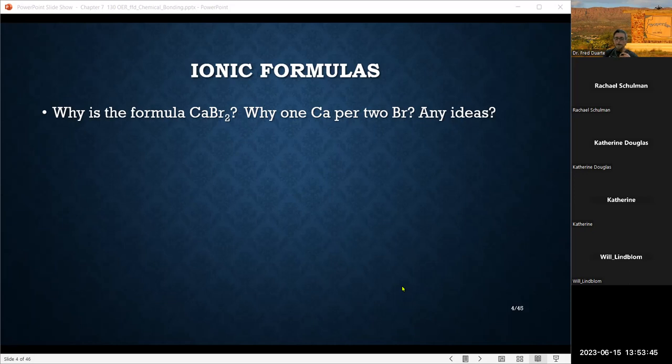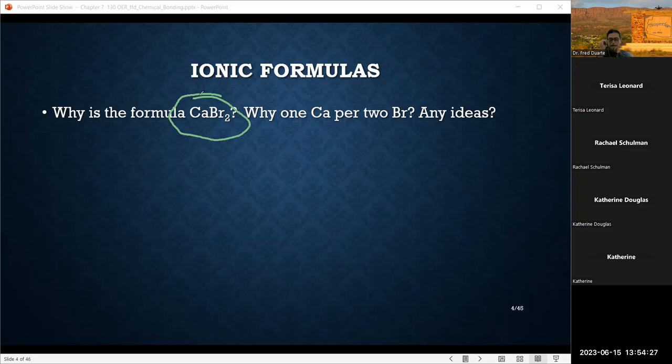Why 1 calcium for 2 bromides? What do you guys think? Here's the formula. Why are there 2 bromides for every calcium? Any ideas? Calcium lost one? No? What? Okay, not quite. In fact, I went through this example.